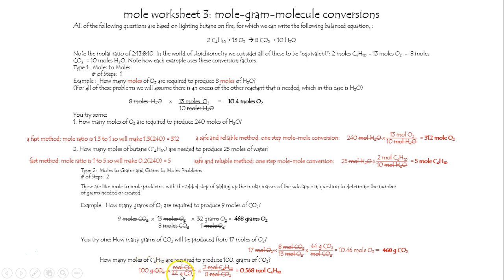Okay, every 44 grams of carbon dioxide is a mole, but every 8 moles of carbon dioxide, once again the numbers in front, only require 2 moles of butane, making it a relatively small number, 0.568 moles of butane. This is mole worksheet 3, mole to gram to molecule conversions, part 1.